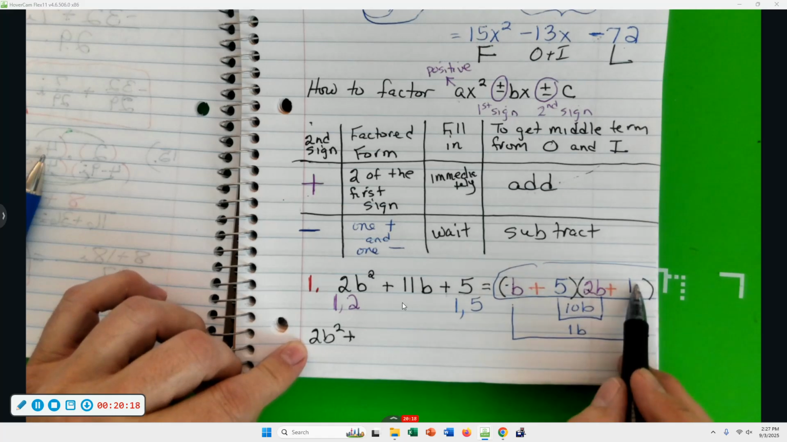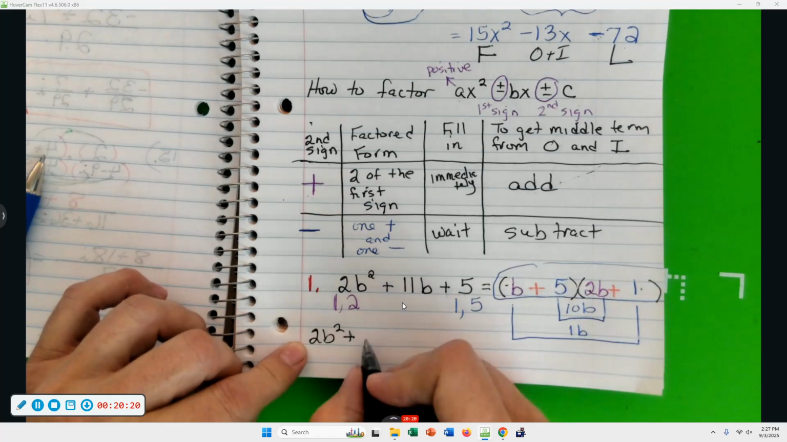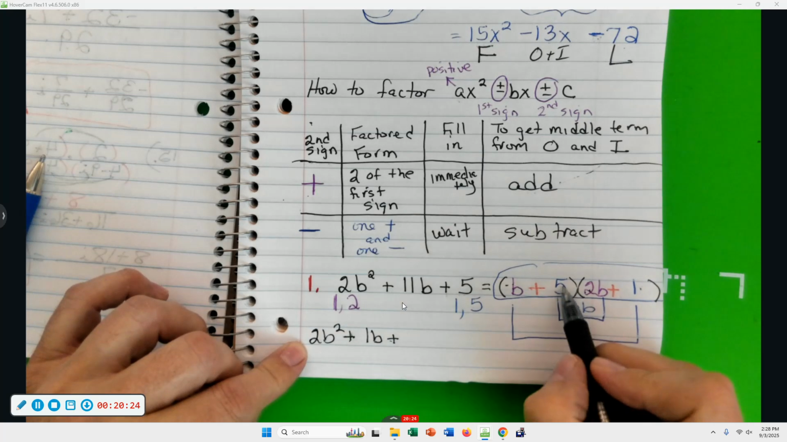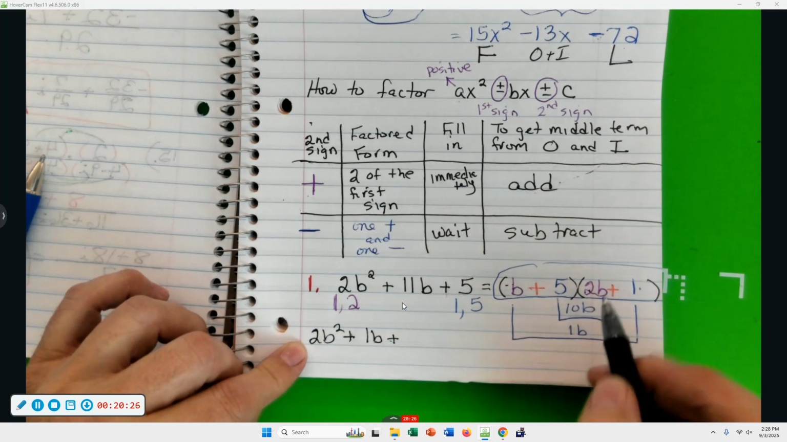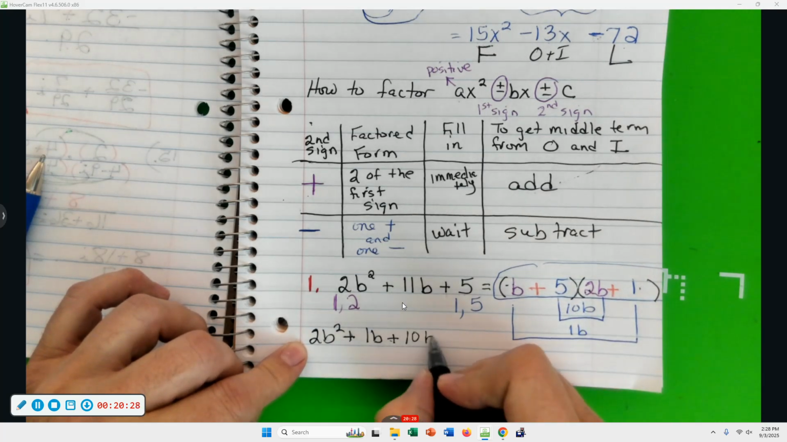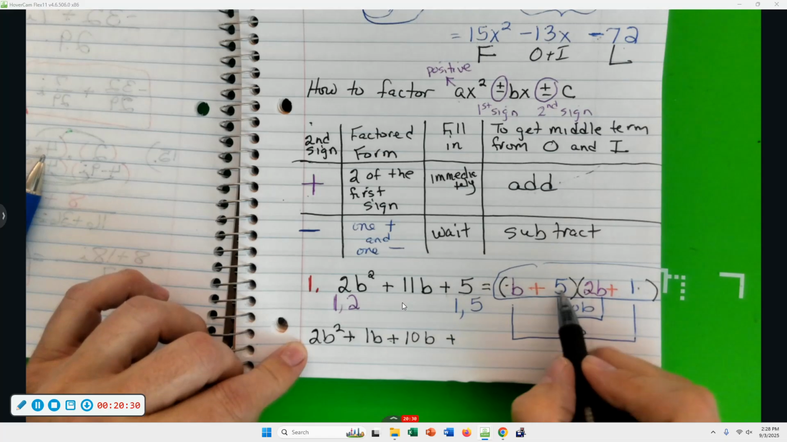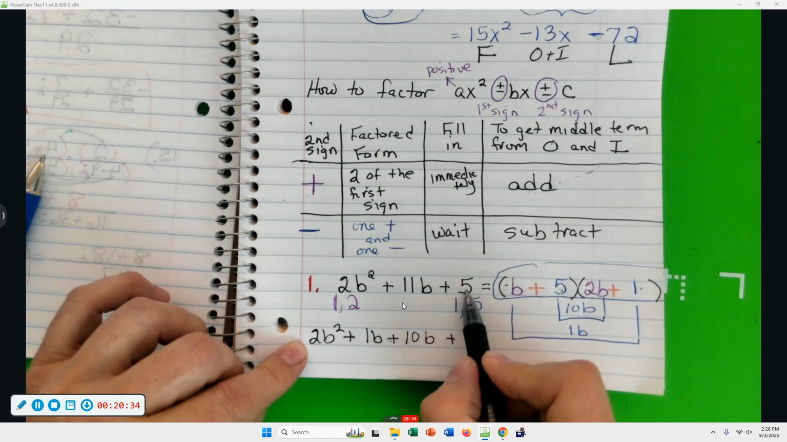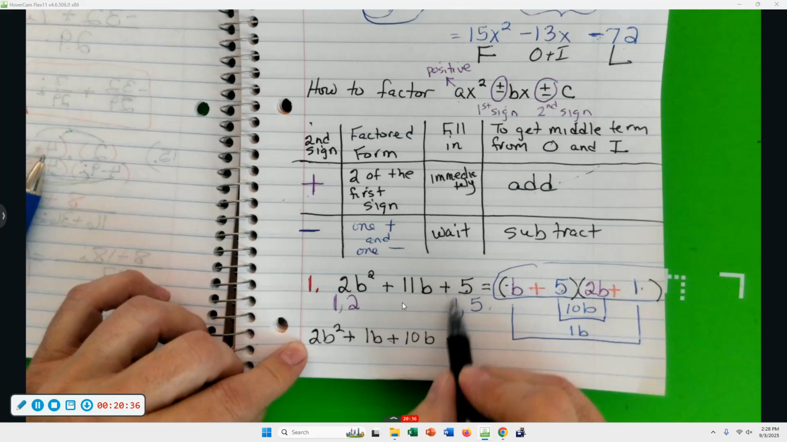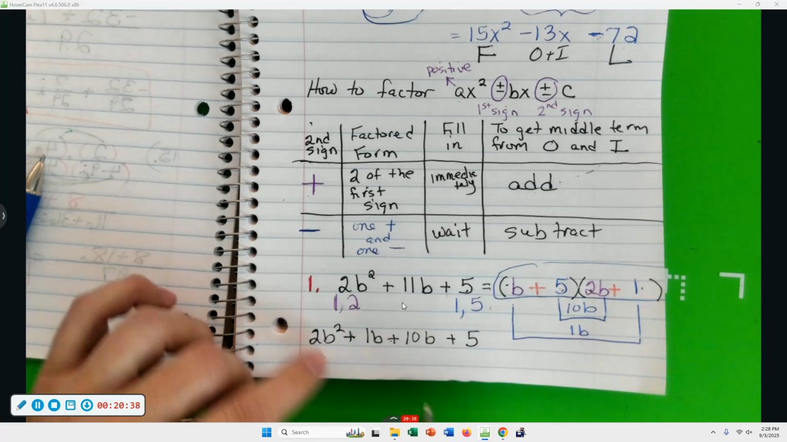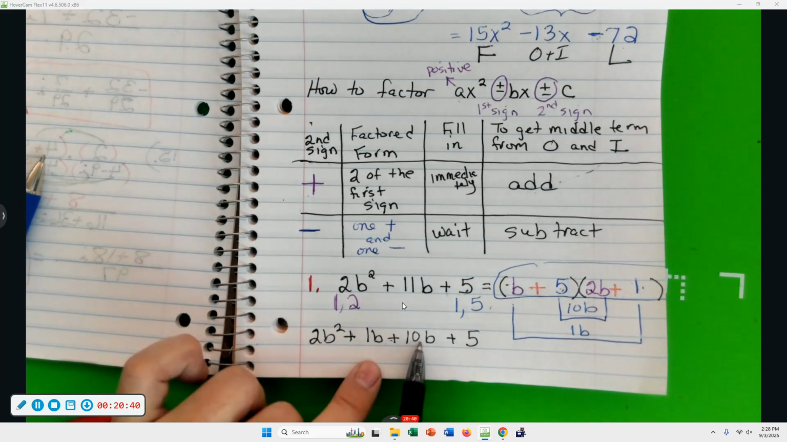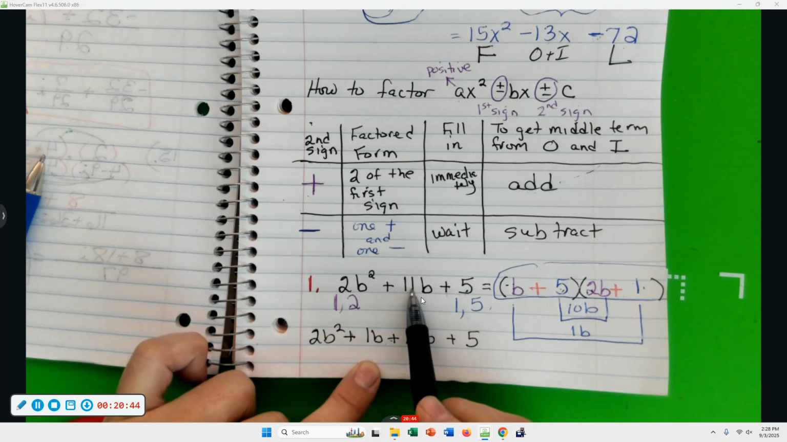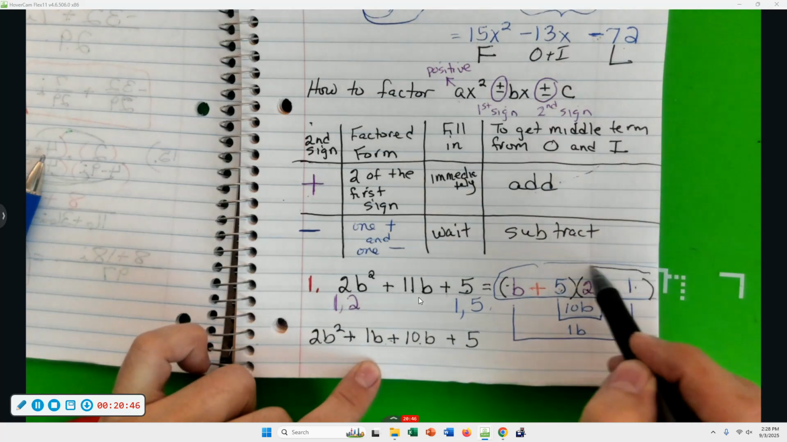Right here, b times 1 gives me the 1b. You could just write b if you want. 5 times 2b is a 10b. And then the 5 times 1, we know that's going to be a 5 because we only looked at numbers that multiply together to give a 5. Do the outer and inner combine together to give me that 11b? Yes. This is the final answer.